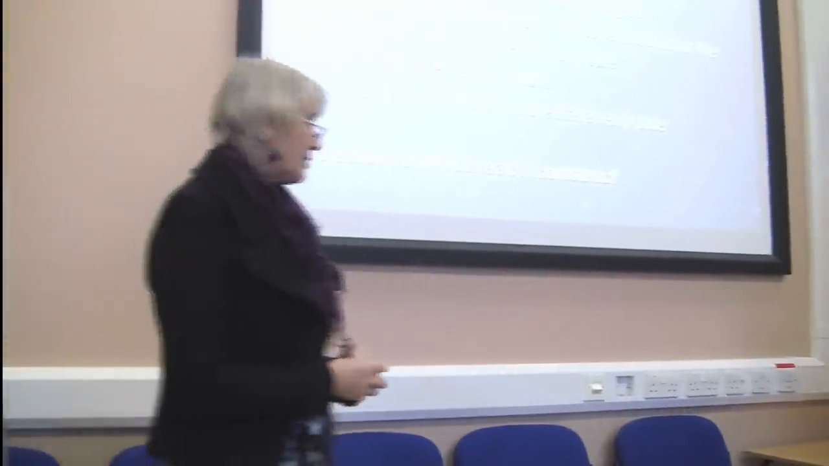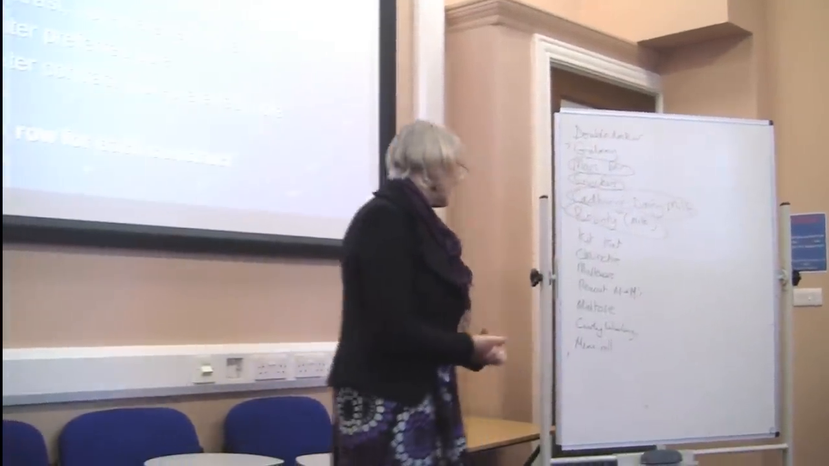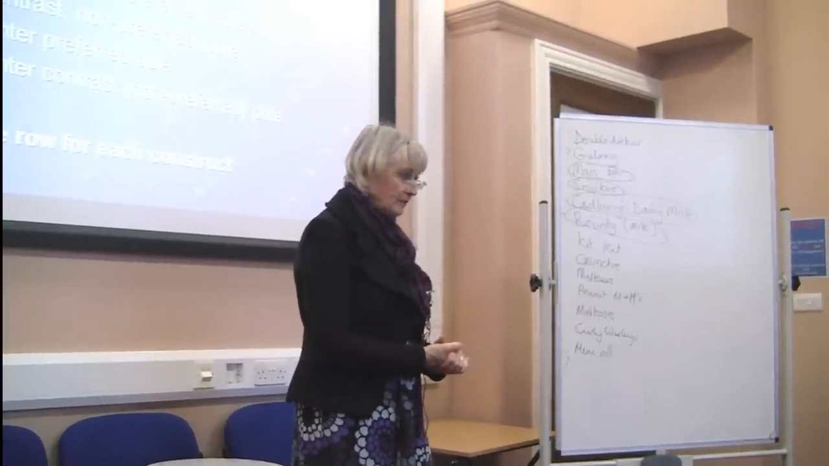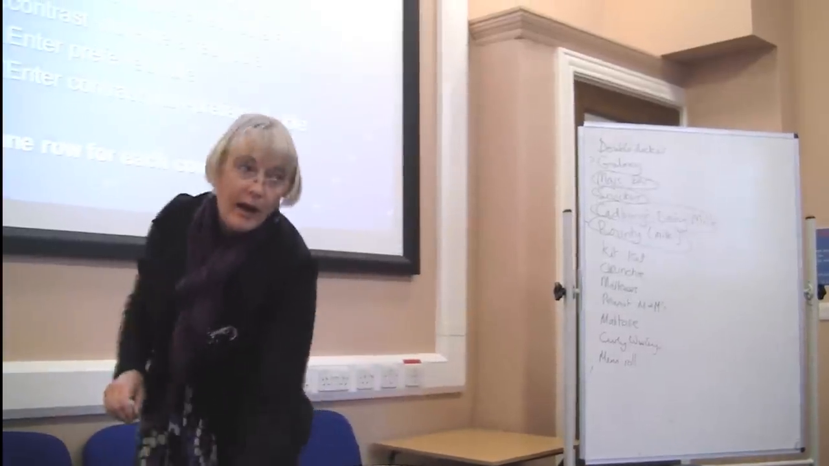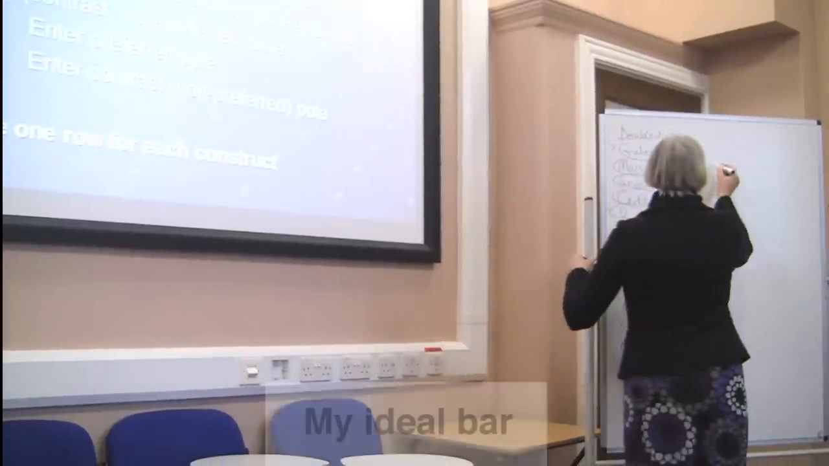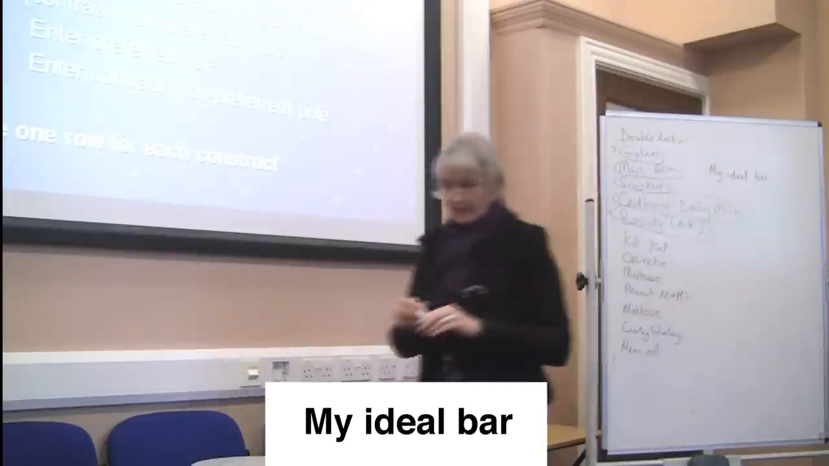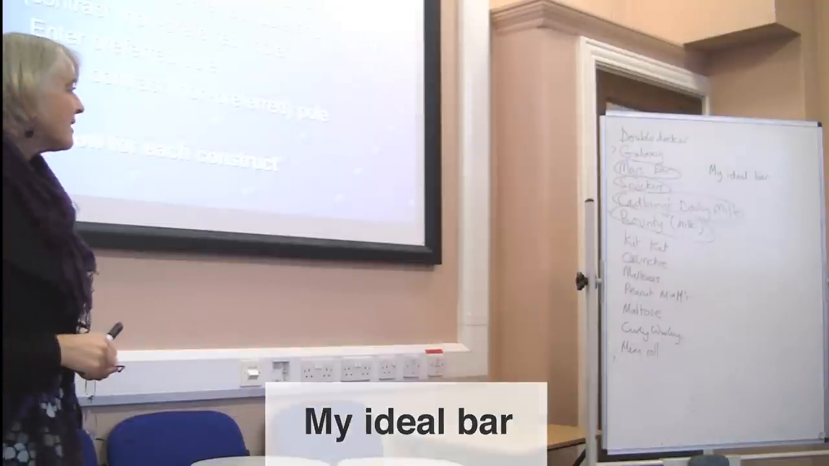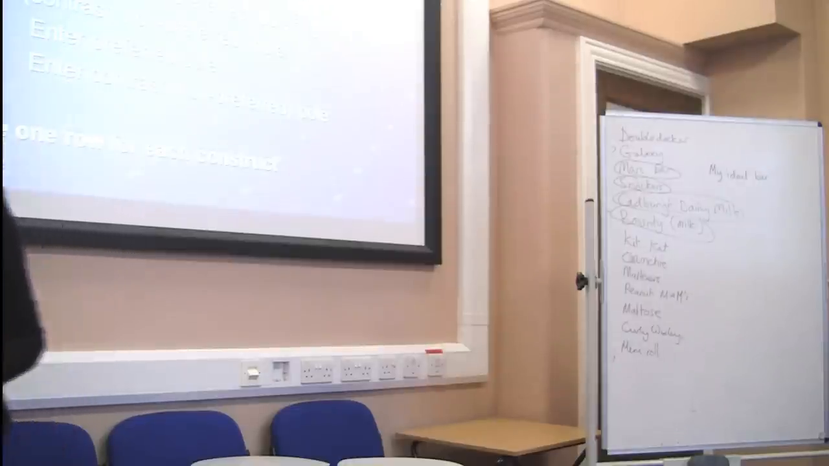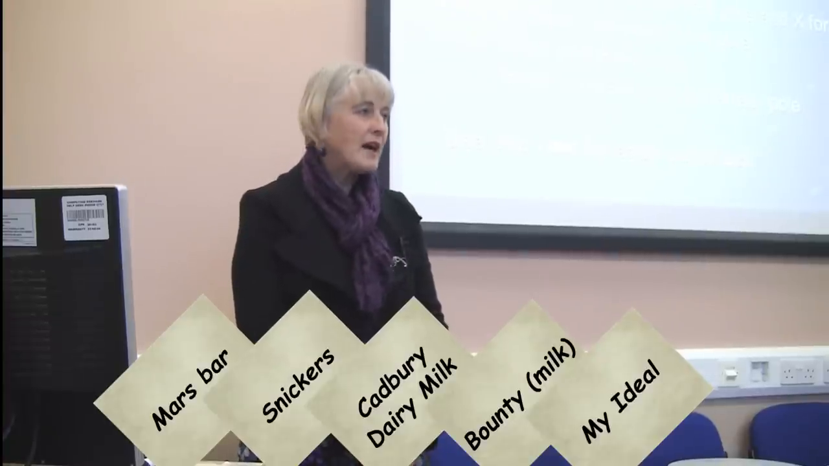Well, on each of those cards, you need to write one of the names of these chocolate bars. So one for Mars bar, one for Snickers, one for Cadbury's Dairy Milk, one for Bounty Milk. So just write the name on a card, one per chocolate bar. And on the fifth card, I want you to write my ideal bar. That means your imaginary chocolate bar that would satisfy all your tick boxes, tick all the boxes for you. Okay, everybody written down those? You've got five cards, each with a different bar on it, and one of them is my ideal bar.